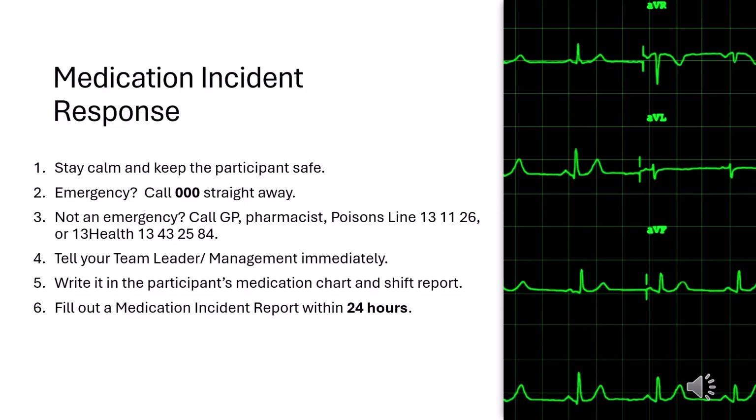Medication incident response. How to respond to a medication incident. Stay calm and keep the participants safe. Emergency? Call 000 straight away. Not an emergency? Call for medical advice: GP, pharmacist, Poisons Line or 13 Health. Tell your team leader or management immediately. Write it in the participant's medication chart and shift report. Fill out a medication incident report within 24 hours.